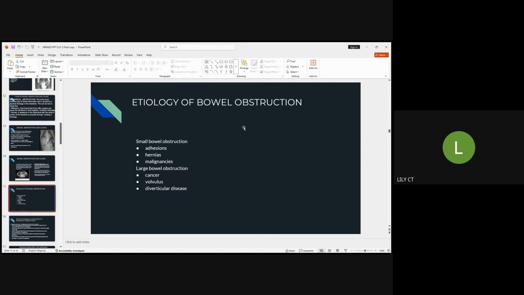Etiology of bowel obstruction. So small bowel obstructions are usually caused by adhesions, hernias, or malignancy. Large bowel obstructions are usually caused by cancer, volvulus, or diverticular disease.